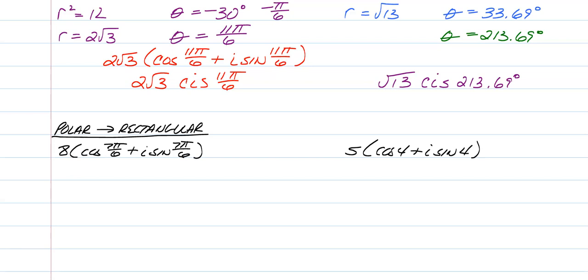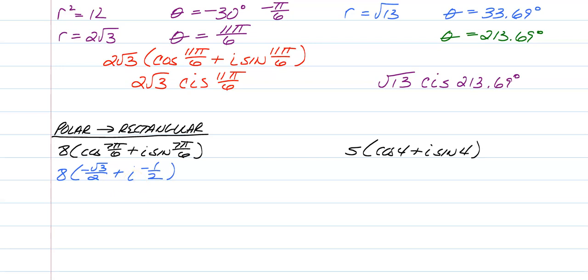So, to do this, all you really have to do is, I would write this in this form. This is 8 times, now the cosine of 7 pi over 6, this comes from the unit circle. So the cosine of 7 pi over 6 is a negative root 3 over 2. And that's plus i. Now the sine of 7 pi over 6 is negative 1/2. Okay? So that's really minus i times 1/2.